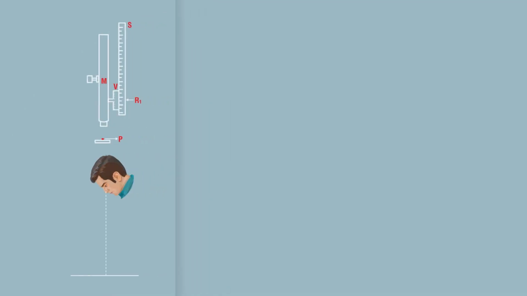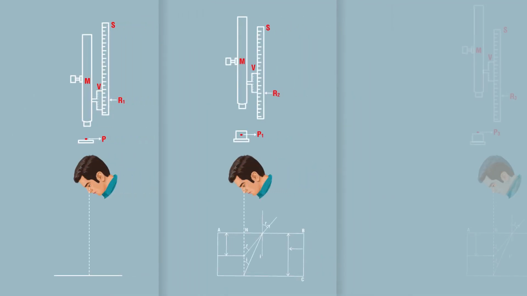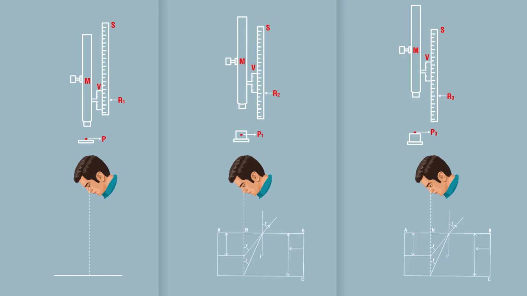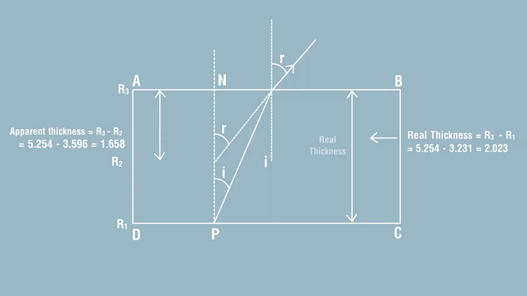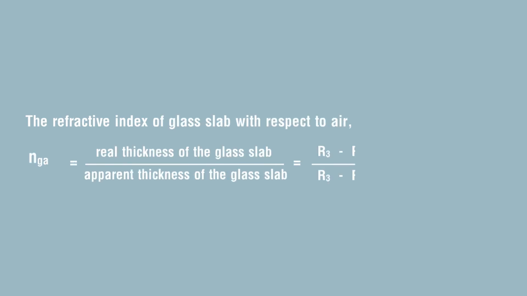Now we have got 3 readings: R1, R2 and R3. Calculate the real thickness of the glass slab as R3 minus R1. The apparent thickness of the glass slab is R3 minus R2. Find the refractive index of the glass slab as the ratio of the real thickness of the glass slab to the apparent thickness of the glass slab.